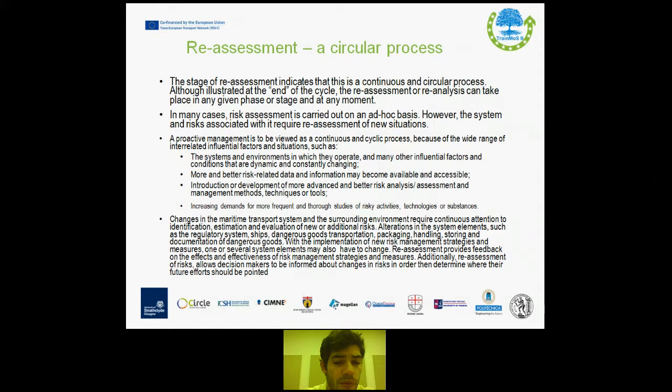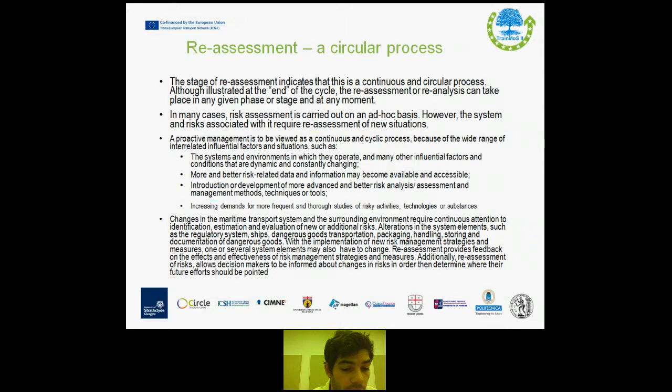Proactive management is to be viewed as a continuous and cyclic process because of the wide range of interrelated influential factors in situations such as the systems and the environments in which they operate, and many other influential factors and conditions that are dynamic and constantly changing. More and better risk-related data and information may become available and accessible, while more advanced and better risk analysis, assessment and management methods, techniques or tools may be introduced or developed. While finally, there are increasing demands for more frequent and thorough studies of risky activities, technologies or substances.